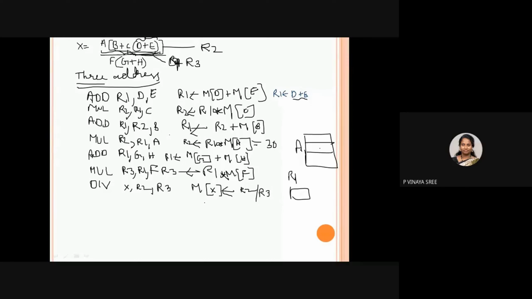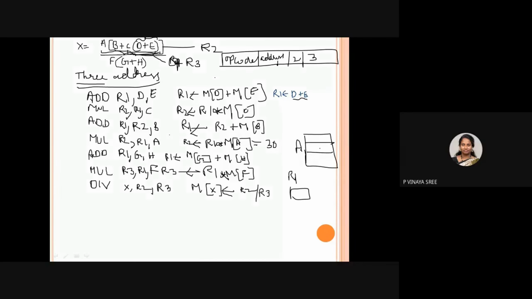This is the three address instruction format, where the number of instructions will be less, but as we have three addresses, the opcode is followed by more bits. So you'll be having an opcode, address 1, address 2 and address 3. The advantage is that the instruction count will be less, while the number of bits will be increased.